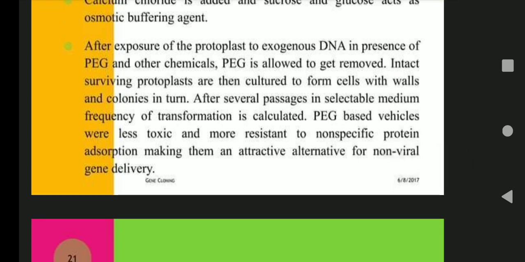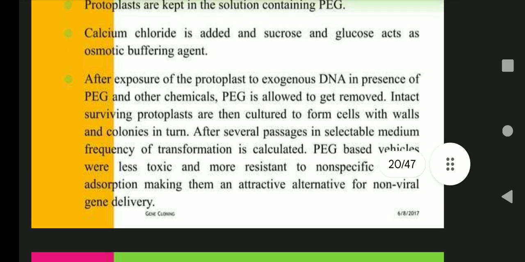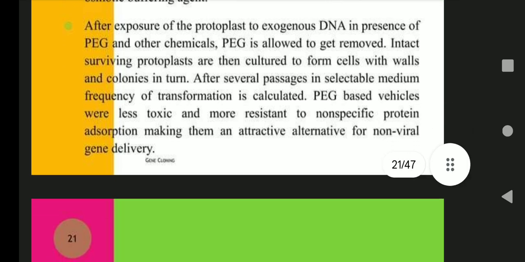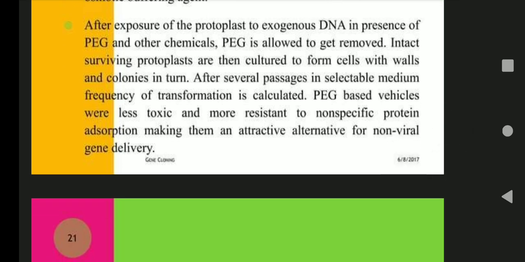After exposure of the protoplast to the exogenous DNA in the presence of polyethylene glycol and other chemicals, the polyethylene glycol is removed, and the intact cell and protoplast then allow the movement of this DNA as well as other molecules, along with the sucrose as well as glucose, to inside the cytoplasm.